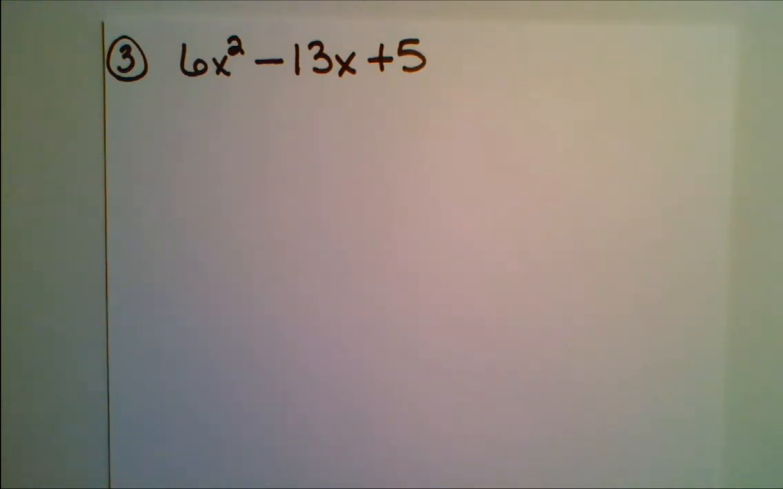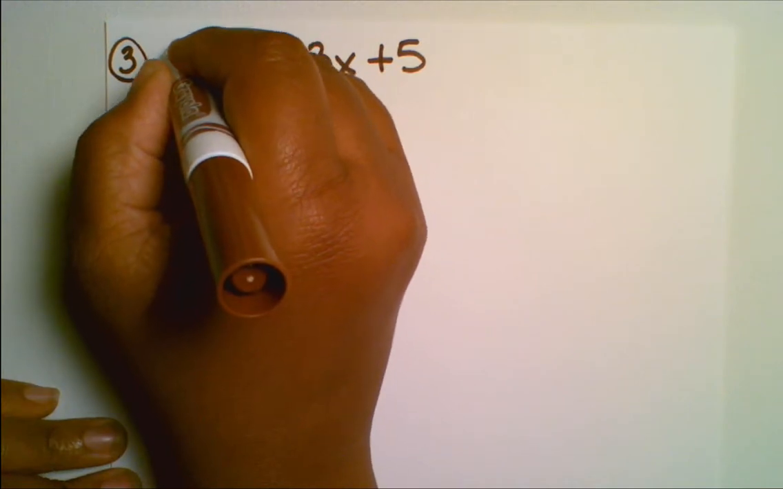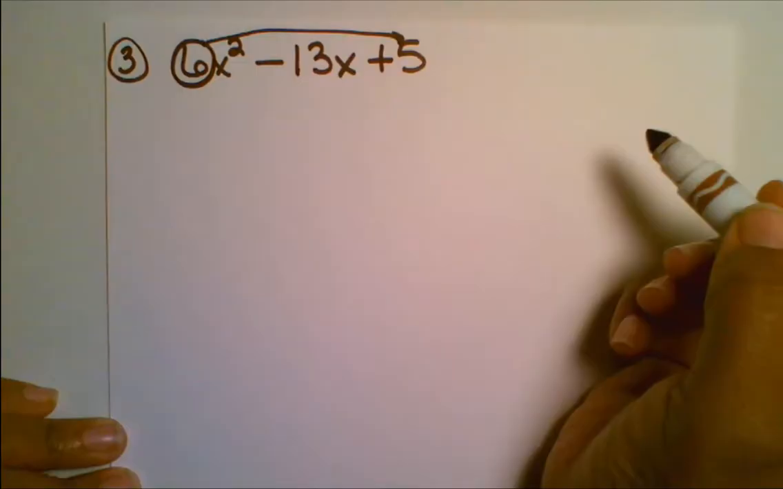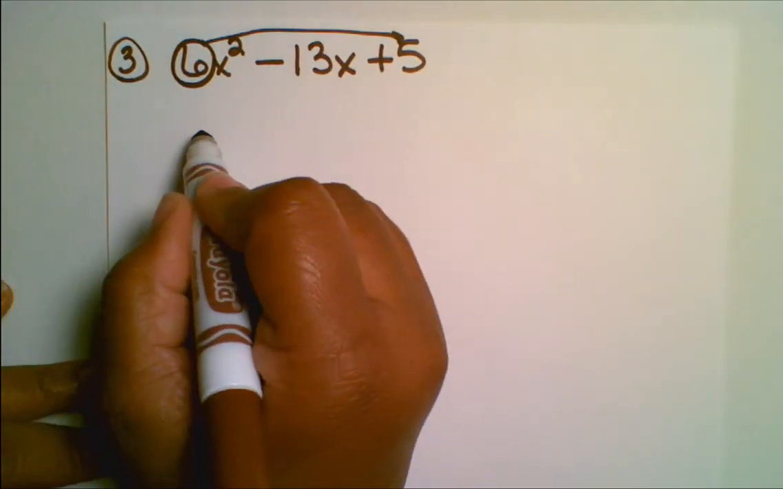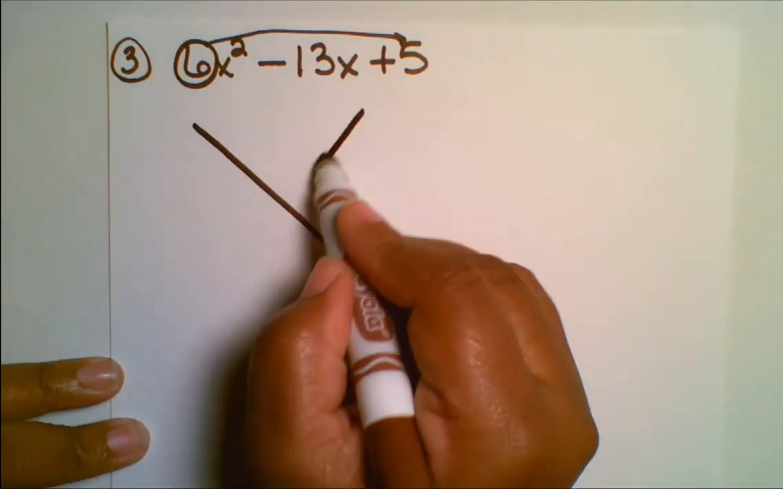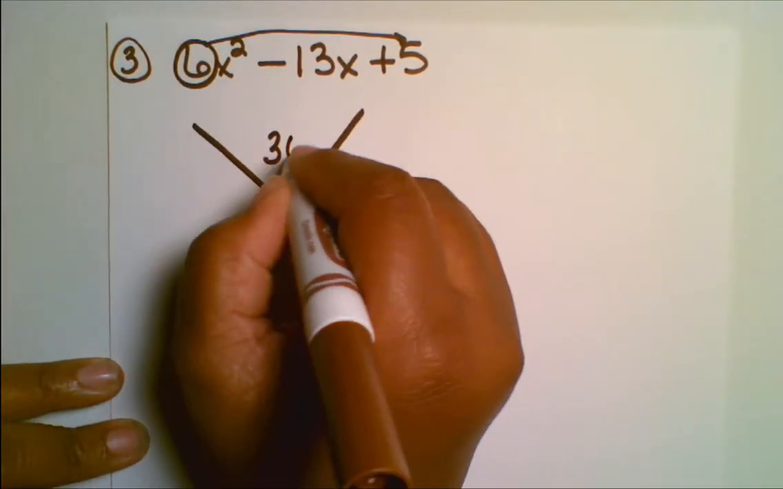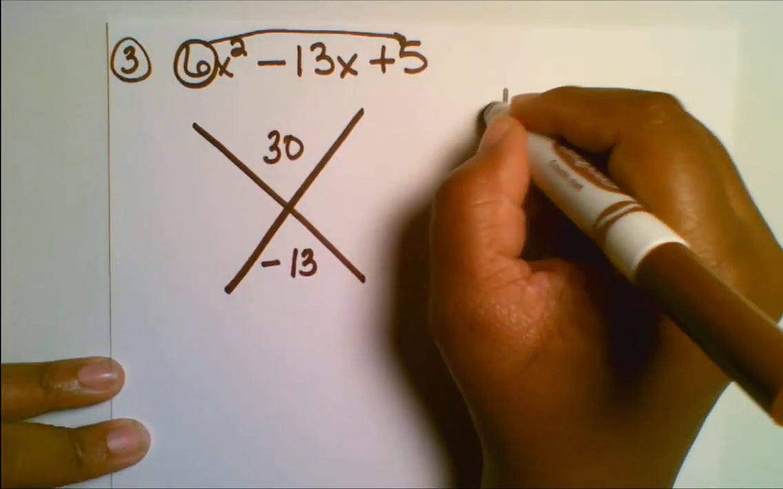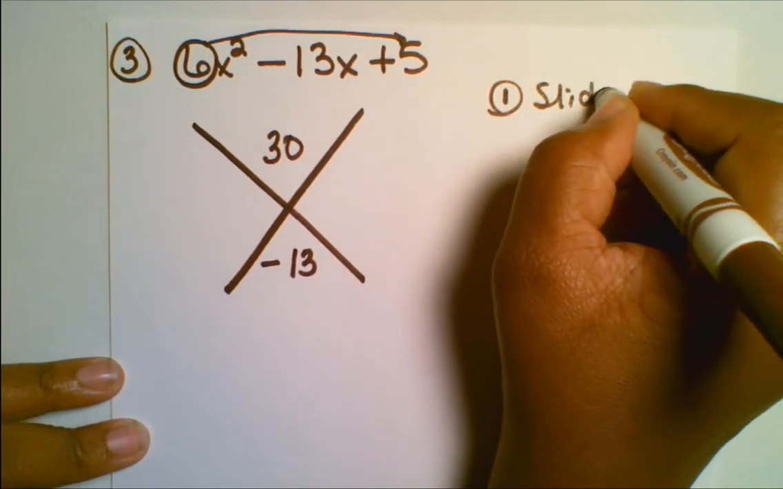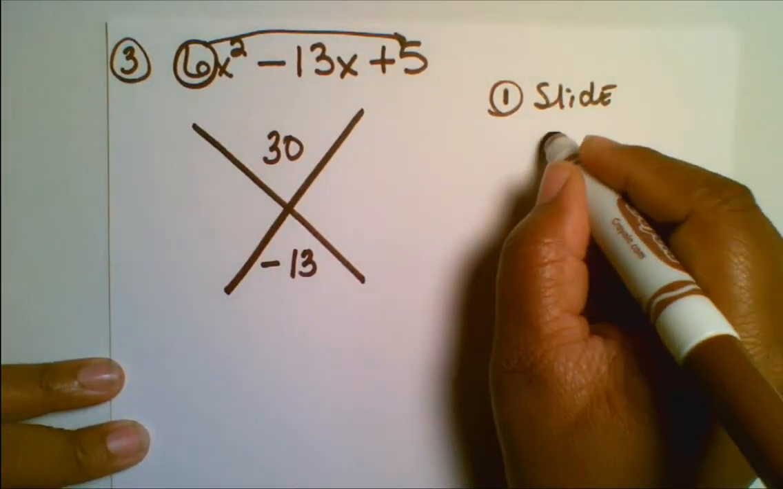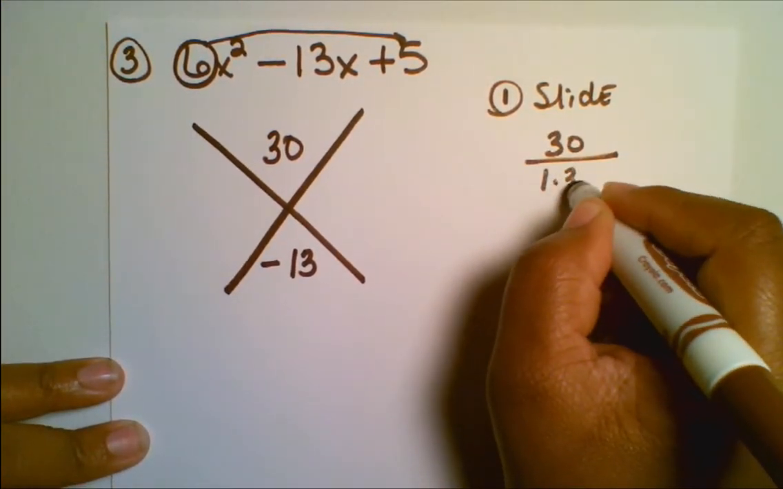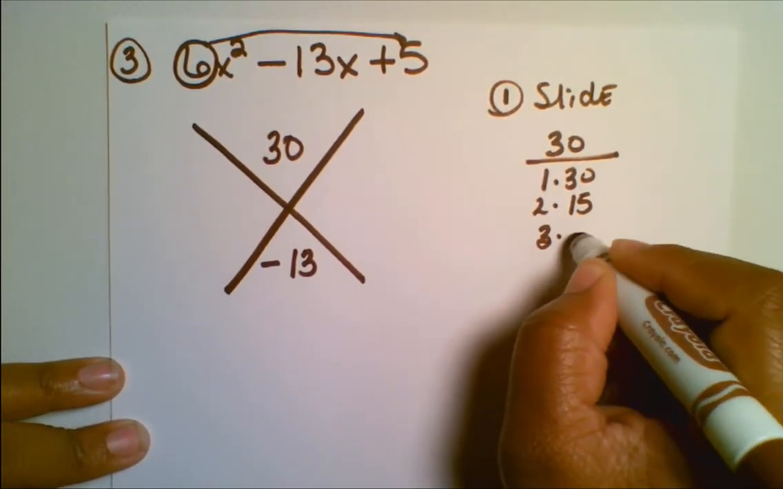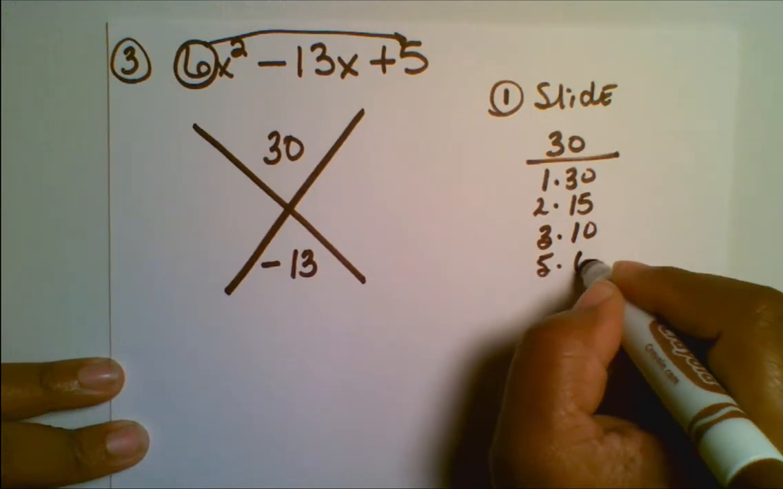So let's take the leading coefficient, which is 6. We're going to multiply it to the last term. What are factors of 30 that would add to give us negative 13? So we're going to slide. Here are factors of 30: 1 and 30, 2 and 15, 3 and 10, 5 and 6.